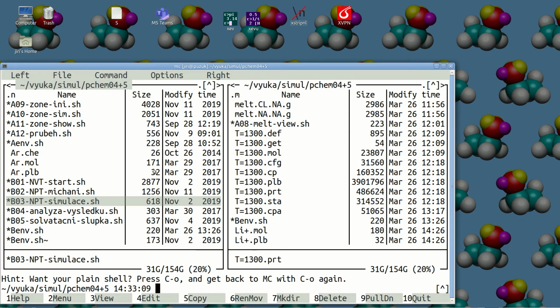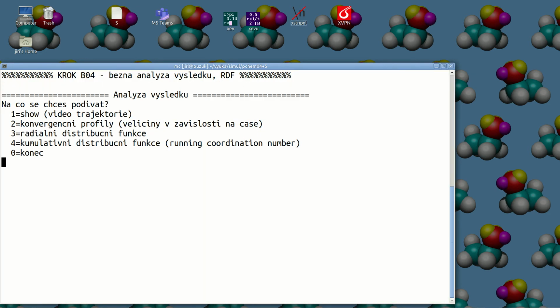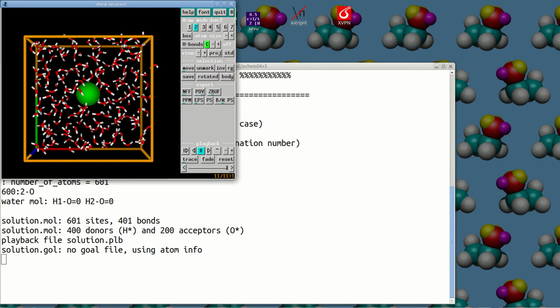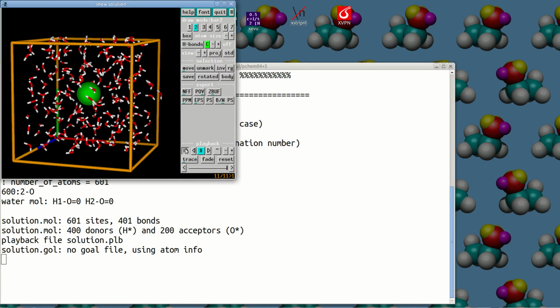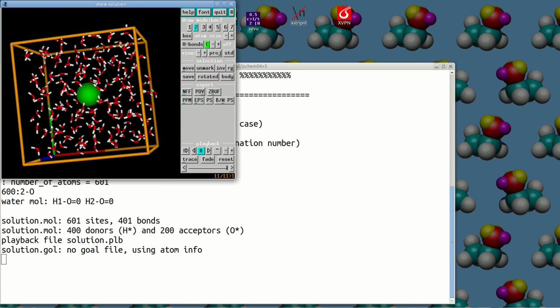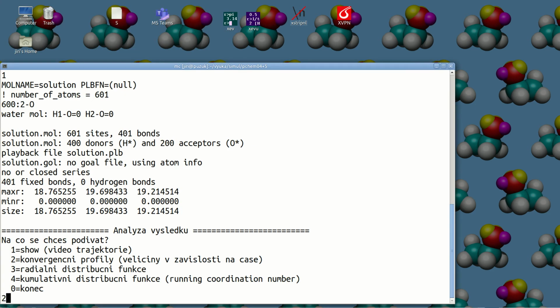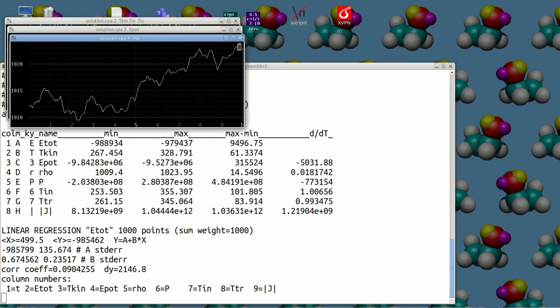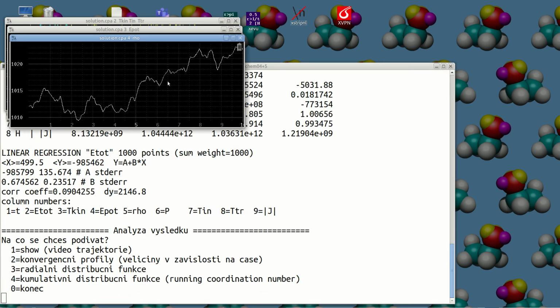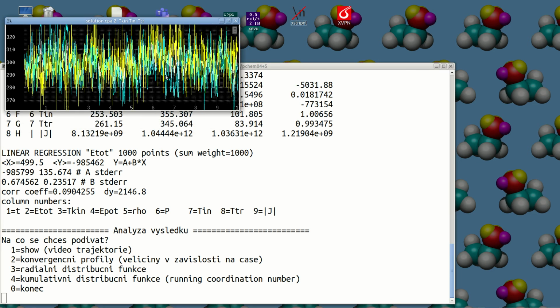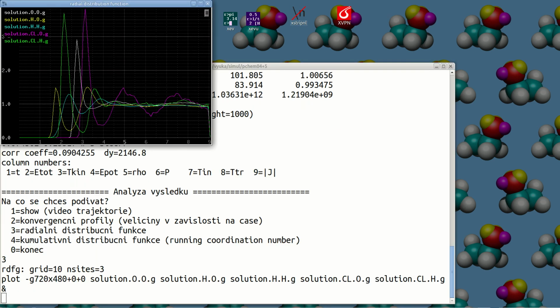Looks slow, but actually it's much faster than it was 10 years ago. Now you can see the trajectory. Chlorine is depicted larger, and it means that the Lennard-Jones sigma is larger. This is the convergence profile, so it isn't so bad, and the radial distribution functions.